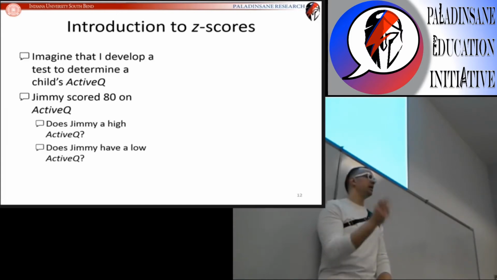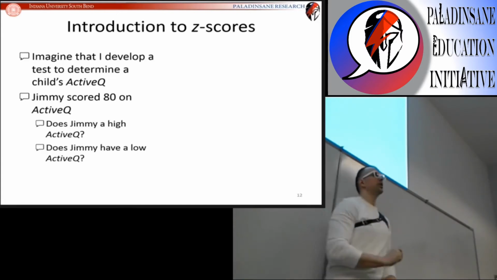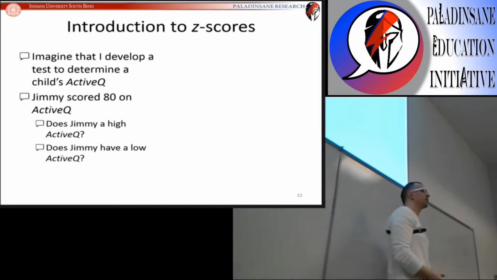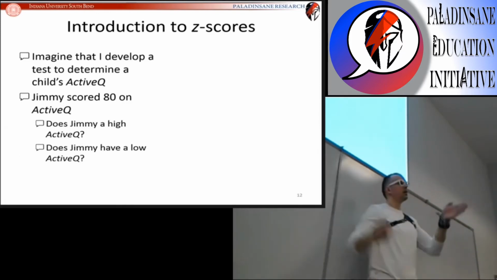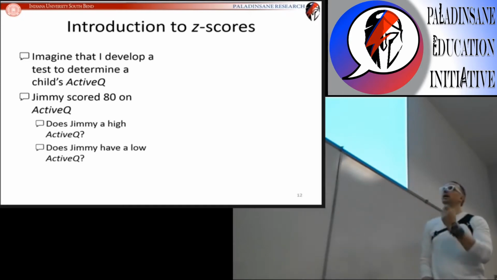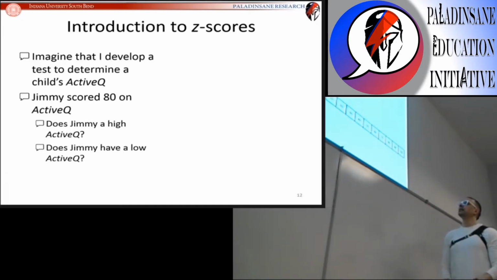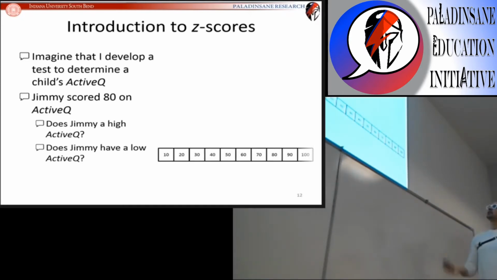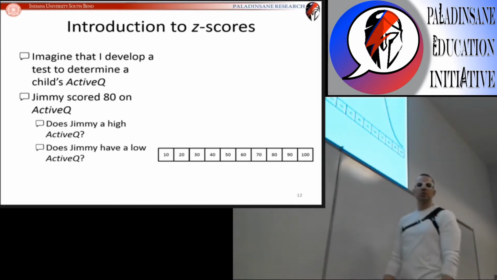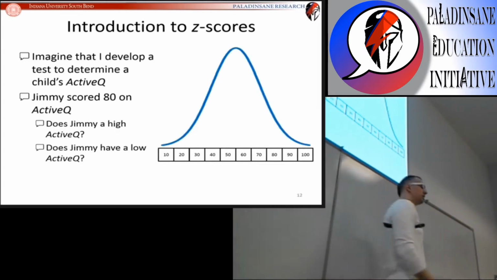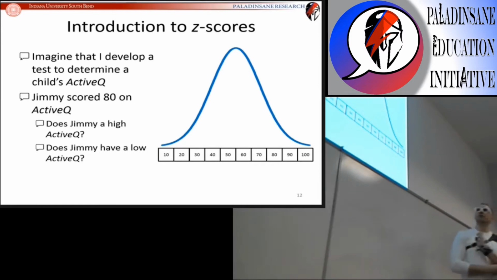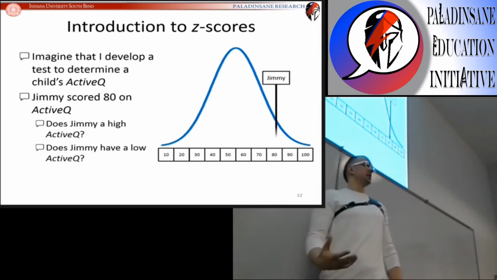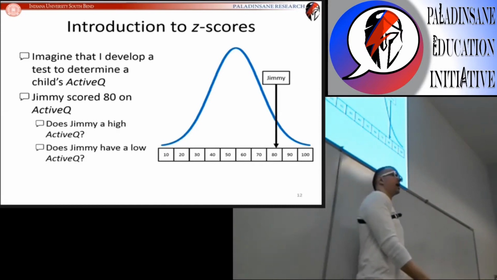It's completely meaningless until we can put it into context, until we can figure out where Jimmy is compared to other children his age. So if this is the frequency distribution for active Q scores in the population, and Jimmy scores an 80, well then we can easily see that Jimmy has quite a high active Q.